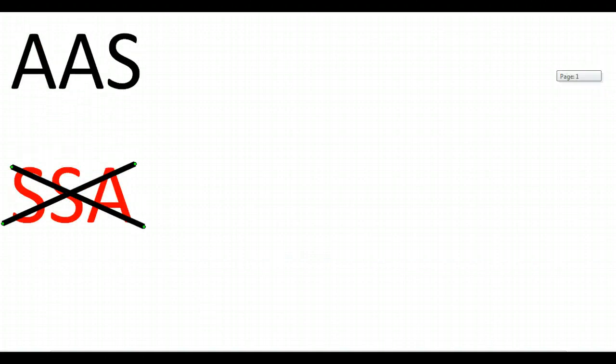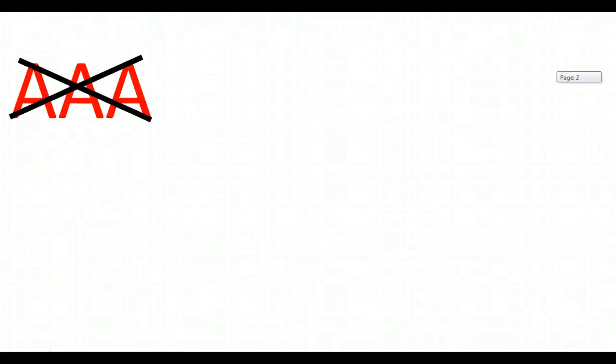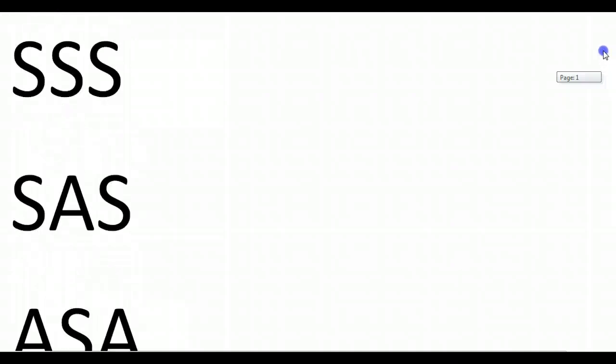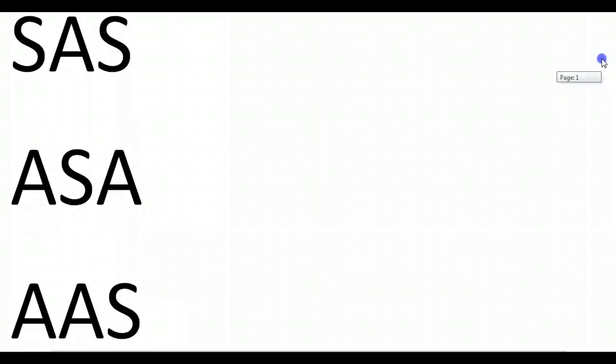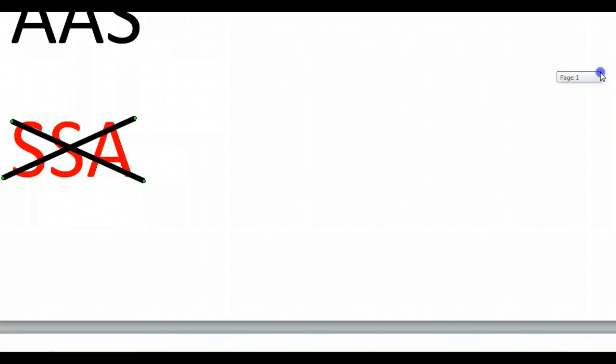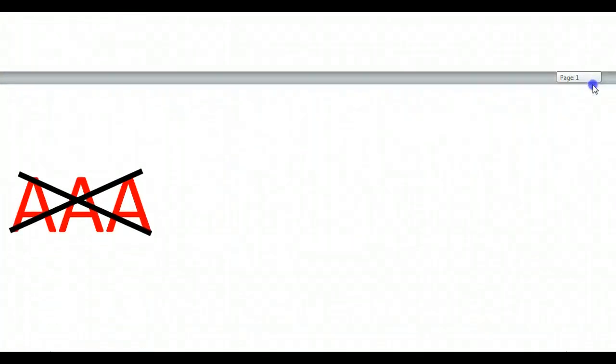Now, other than the bad word one and angle, angle, angle, anything you can think of in terms of rearranging these letters works: the side, side, side, the side angle side, the angle side angle, and the angle angle side. All of these combinations of sides and angles will work to prove that two triangles are congruent.